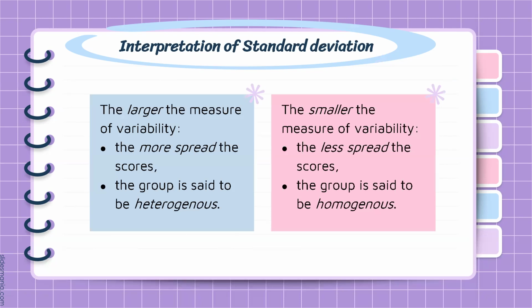We have to remember that the larger the measure of variability, which includes standard deviation, the more spread the scores are, and the group is said to be heterogeneous. The smaller the value of standard deviation, the less spread the scores are, and the group or the distribution is said to be homogeneous.